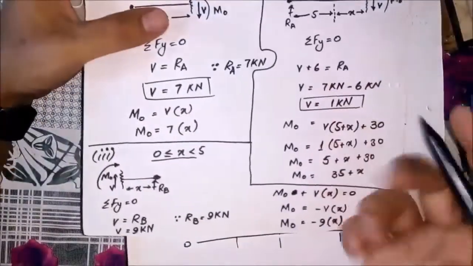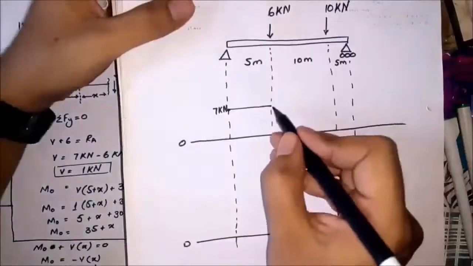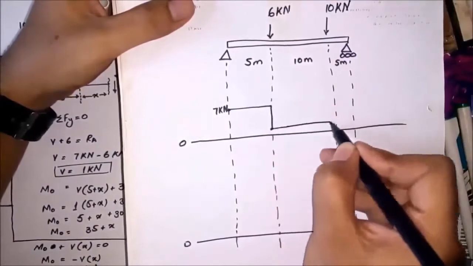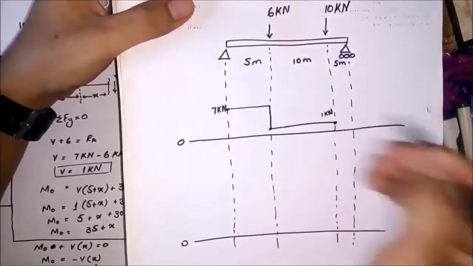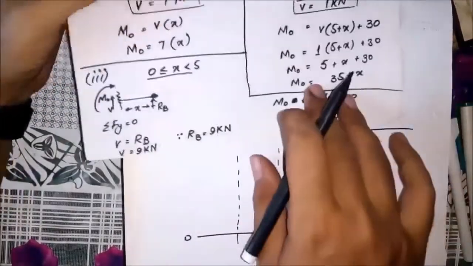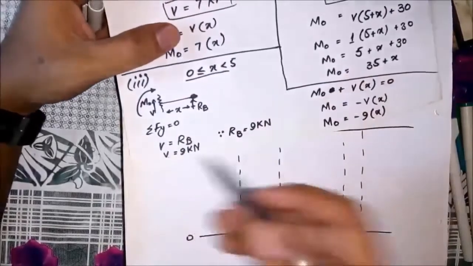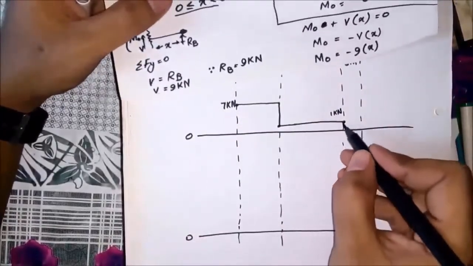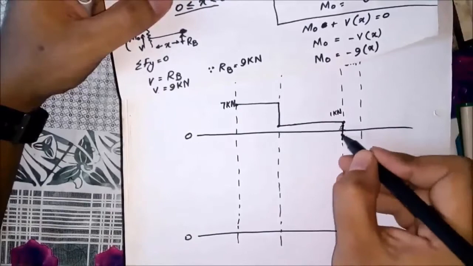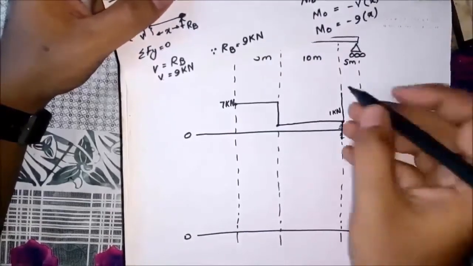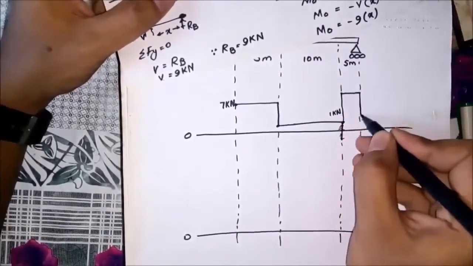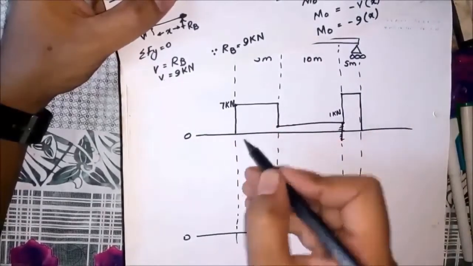Now for the second segment, V is equal to 1 kilonewton. So 7 will decrease to 1. In the third section, V is equal to minus 9. So it will decrease from 1 to minus 9 below the 0 line. In the video, it is plus 9 due to an error in calculation.